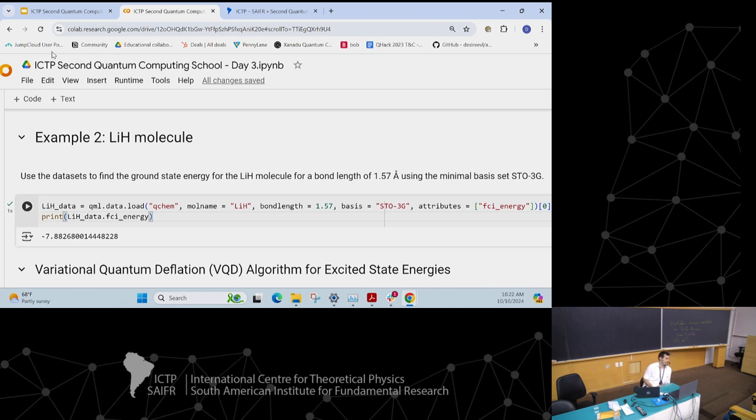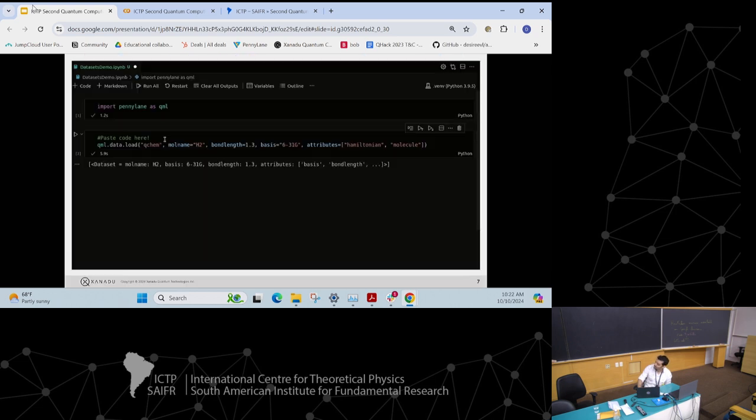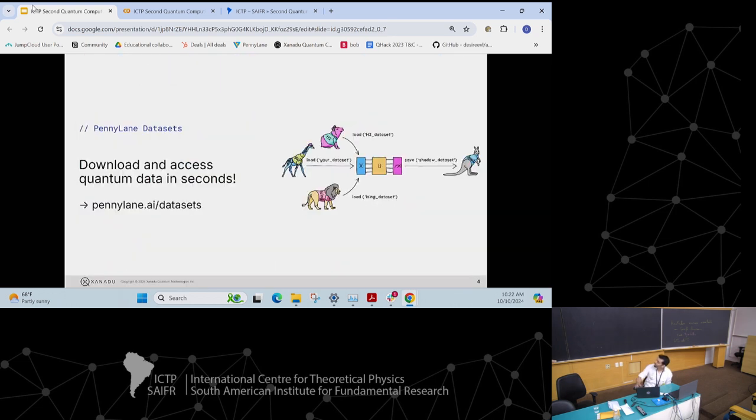Yeah, there's like a dozen parameters you can specify. Yeah, it's PennyLane datasets. Here, there's pennylane.ai/datasets, and you can get all the information there.